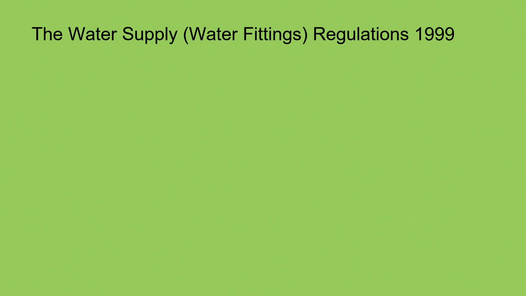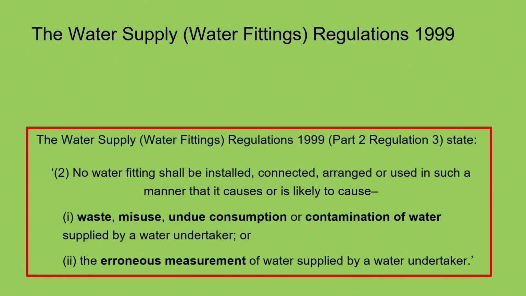So, the water regulations. The water regulations are the most important thing. The Water Supply (Water Fittings) Regulations 1999 is for the water undertakers, not private water supplies. So this is just for the water undertakers. Part 2, regulation 3, states, number 2, so this is paragraph 2: No water fitting shall be installed, connected, arranged or used in such a manner that it causes or is likely to cause, part 1, waste, misuse, undue consumption and contamination of water supply by a water undertaker, or the erroneous measurements of water supplied by a water undertaker.